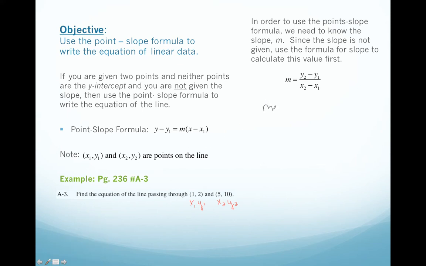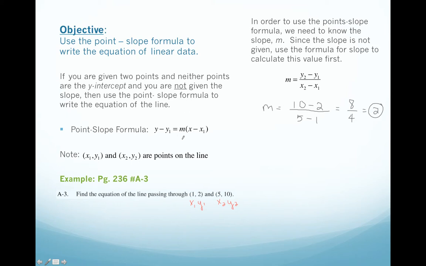So m is equal to the change in y over the change in x. So that'll be 10 minus 2 divided by 5 minus 1. So we get 8 over 4. And this tells us that the slope of this line is going to be 2. Great. Now that we have the slope, we can plug it into this equation.